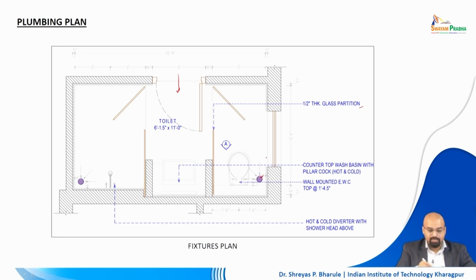Then you have a drain, a sink which is here, right? Along with that, right in front of the door, you have a wash basin with a countertop. You are describing that, and then you have a pillar cock tap which is here. Along with that, it's a mixer basically, and then you have hot and cold water coming from that particular place. Along with that, you have a wall mounted EWC. Now what is EWC? EWC is European water closet, right? So this is how it is being named and described.